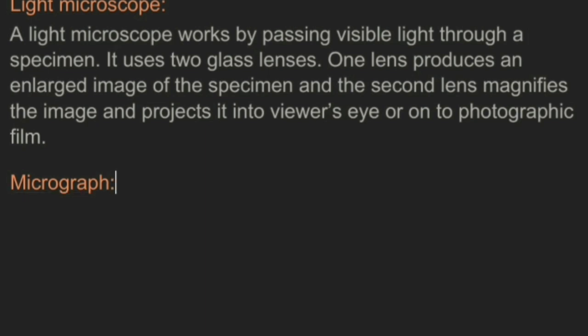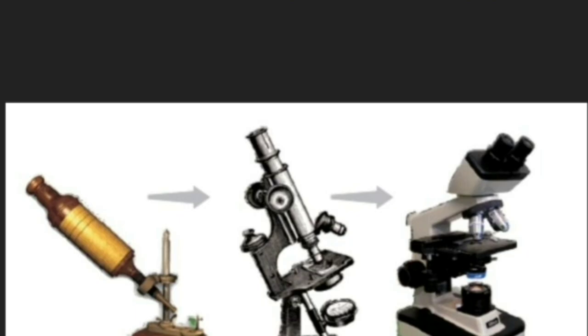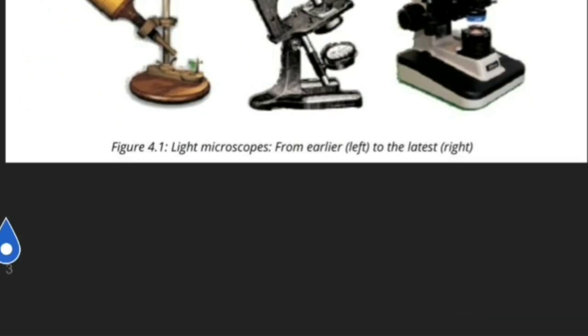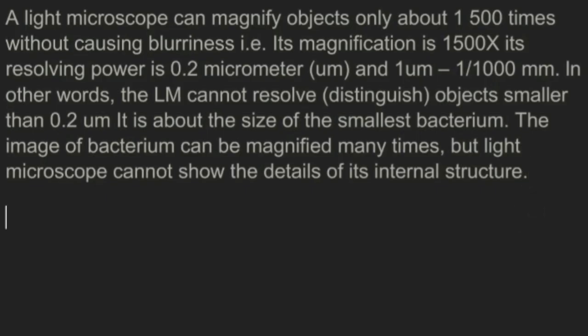One lens produces a large image of the specimen and the second lens magnifies the image and projects it into the viewer's eye or on the photographic film. Basically, a photograph taken through a microscope is called a micrograph. Means that the work that is done by a microscope is called microscopy and a photograph taken through a microscope is called micrograph. There is the evolutionary image of light microscope in your book. Let us discuss the function of light microscope.